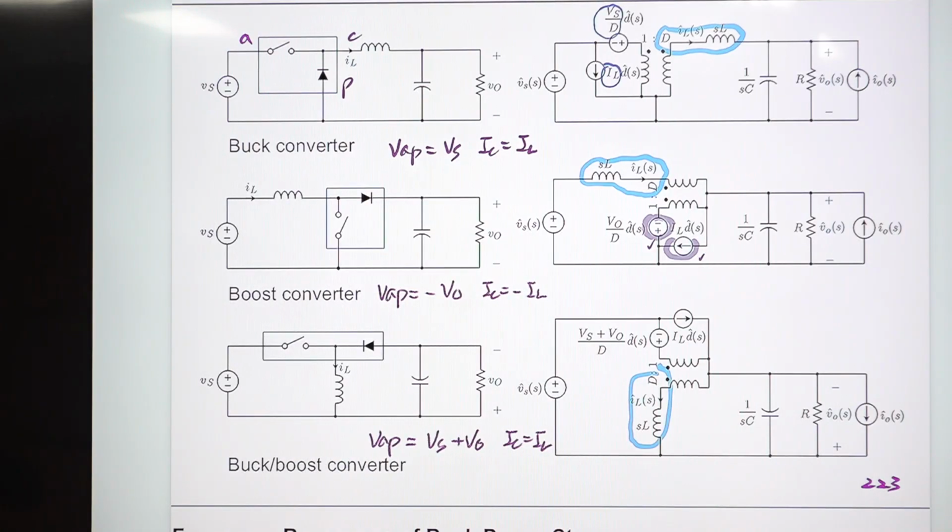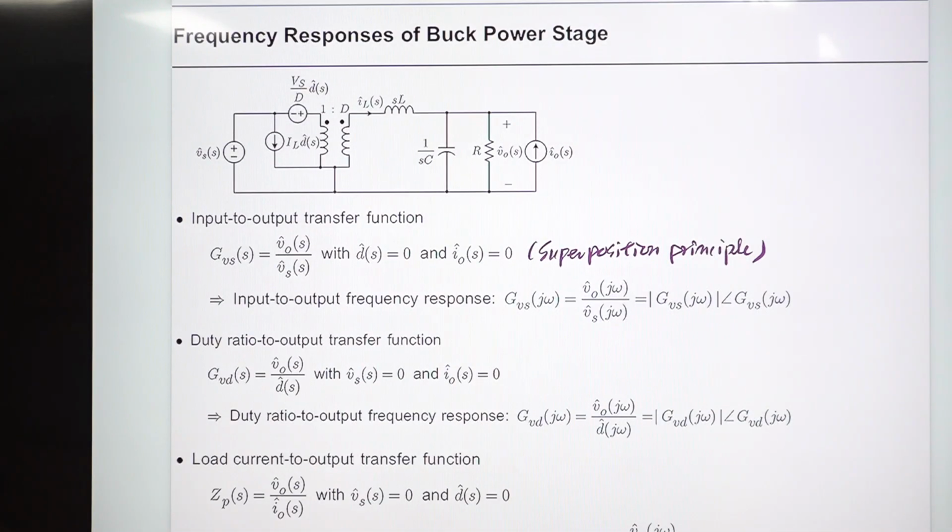And the frequency response of the power stage, this is a frequency response, all right? You know what frequency response is. So frequency response is this one.